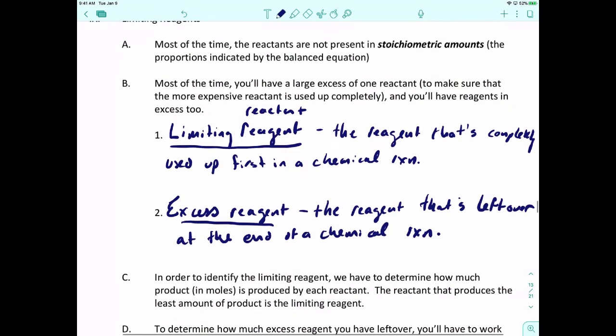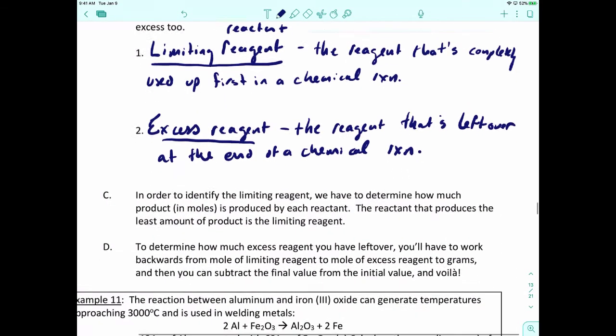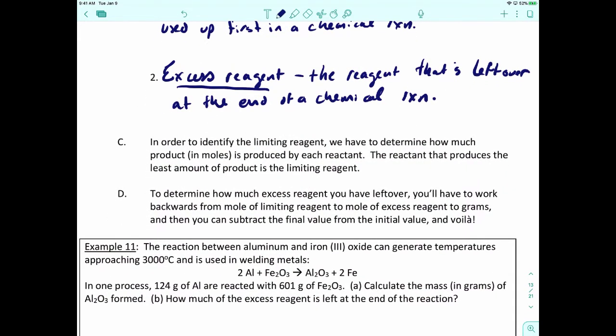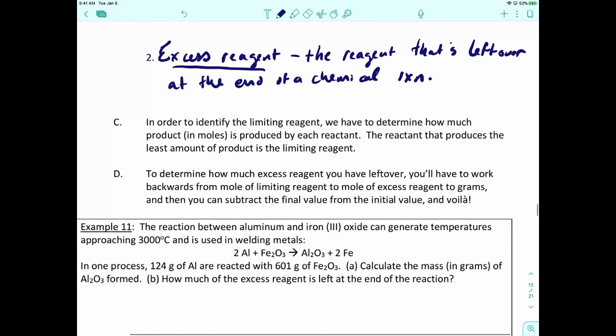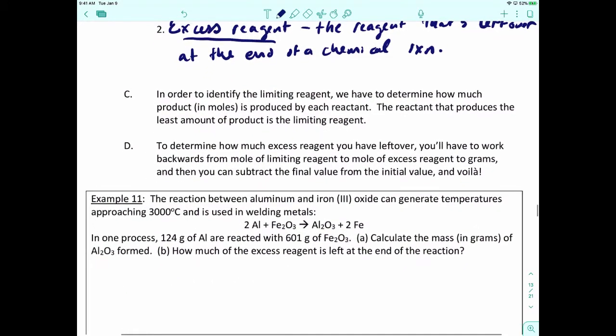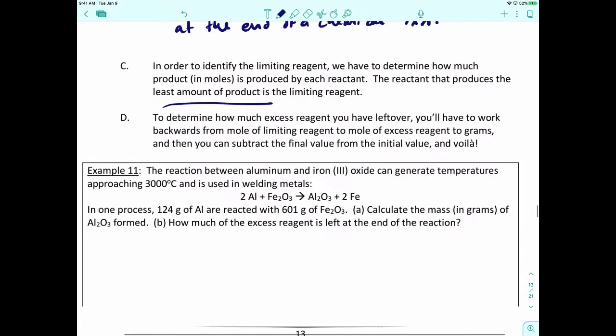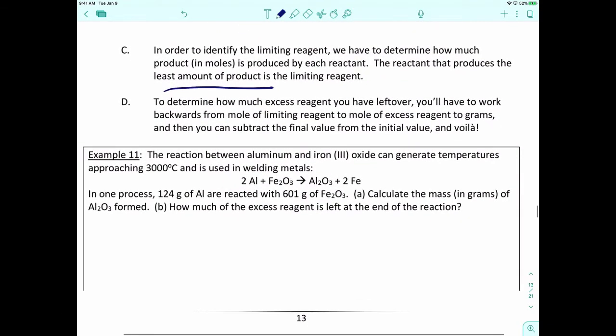Okay, now in order to identify the limiting reagent and the excess reagent, we actually have to determine how much product is formed from each reactant. The reactant that produces the least amount of product is going to be your limiting reagent. And then how much reagent you have left over, you're going to have to work backwards from the moles of limiting reagent to moles of excess reagent to grams, subtract the final value from the initial value, and then voila. All right, so let's try a problem out.